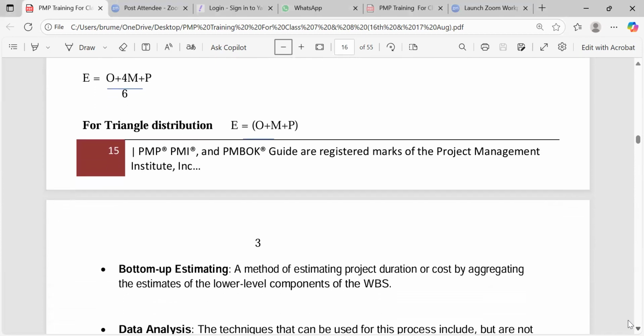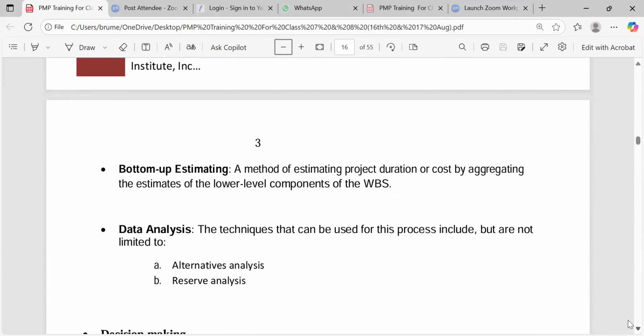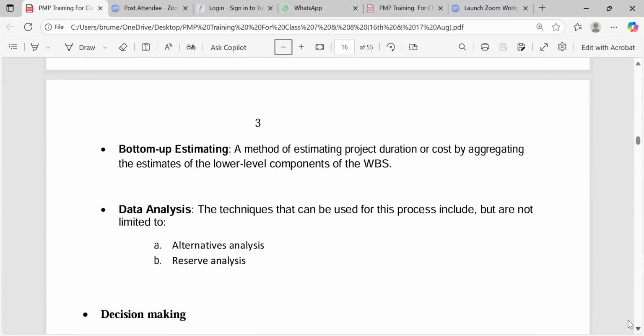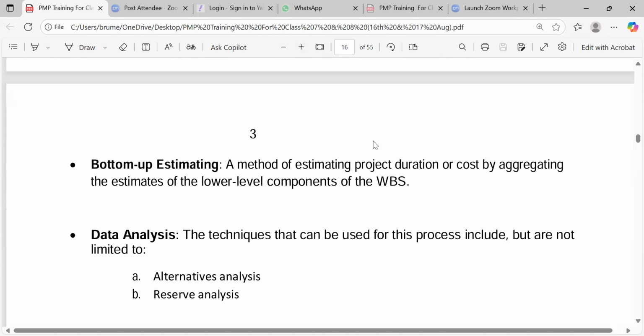Yes. So another estimate is the bottom-up estimate, where we go to the activity level and start adding up the individual activity durations. And then we move on, we get what we should get, and we are done. We had all the individual activities. That's a bottom-up estimate. It's a method of estimating the project duration or cost by aggregating the estimates of the lower level components of the work breakdown structure.